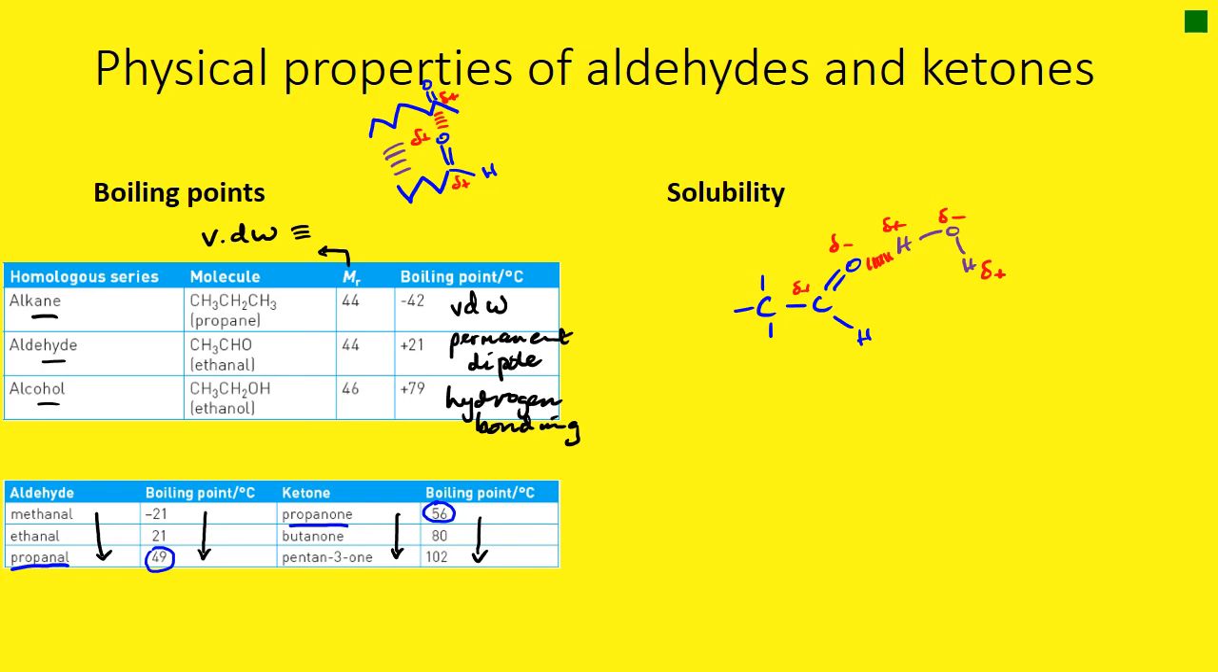And just to complete this story, let's draw a ketone just to make sure it's the same. That's delta negative, and that's going to be delta positive. And in just the same way, we're going to have a hydrogen bond between it and a water molecule, like that. So there we have explained the solubility of short chain aldehydes and ketones in water.